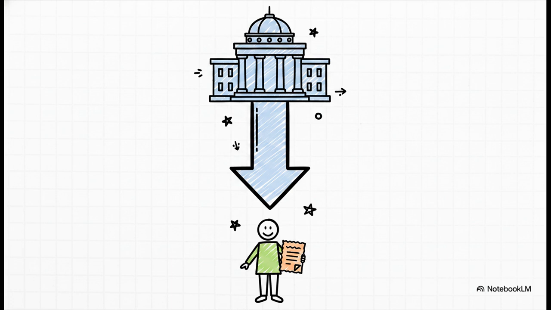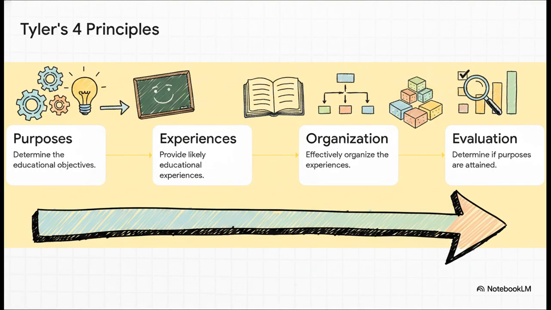those instructions. And check out his deductive linear 4-step sequence. It's incredibly straightforward. Step 1, you start with general educational purposes or goals. Step 2, you provide the experiences. Step 3, you organize them. And Step 4, you evaluate attainment, basically testing to see if the students actually learned it. It's literally just a straight line from point A to point B.